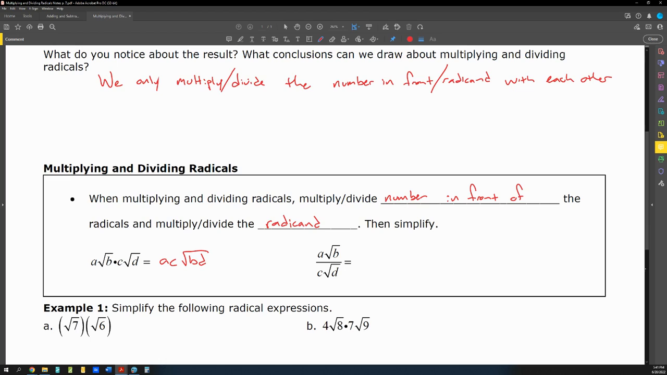If we're dividing, we take the quotient of the number in front, so we have a over c, and then the radicand is the quotient of those radicands, b and d.